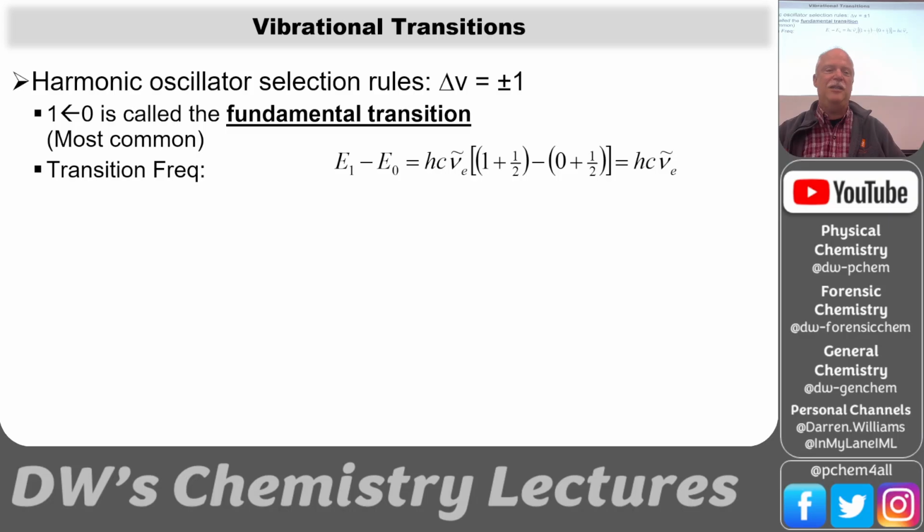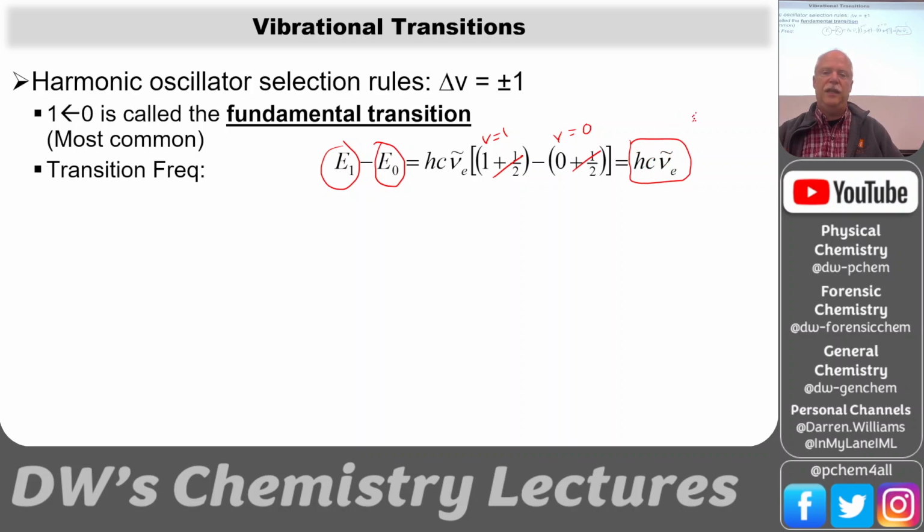Anyway, this is the transition frequency. So remember, whenever we have a transition, we can write out a transition equation. The energy at state 1 minus the energy at state 0. And so here's V equals 1. Here's V equals 0. Very easy energy equation. We pull hc nu out front, and we have 1 plus a half minus 0 plus a half. So the halves cancel, and we get hc nu times 1. And so this is the energy transition frequency equation.